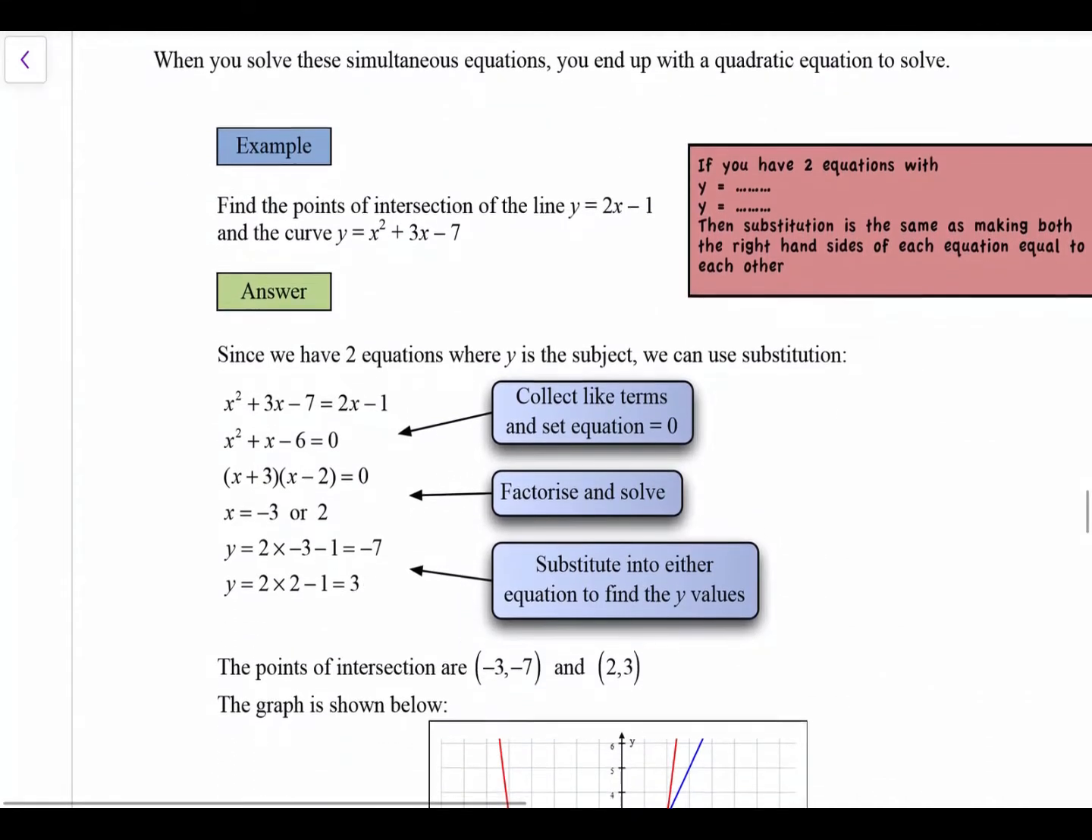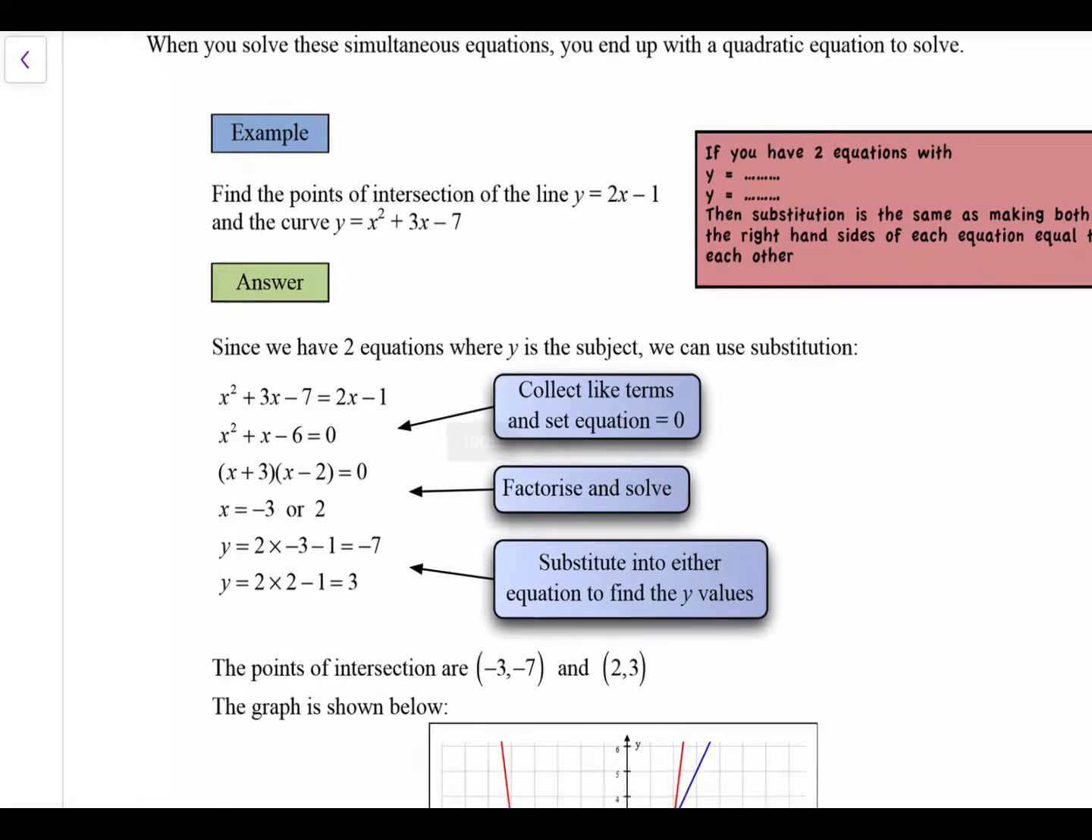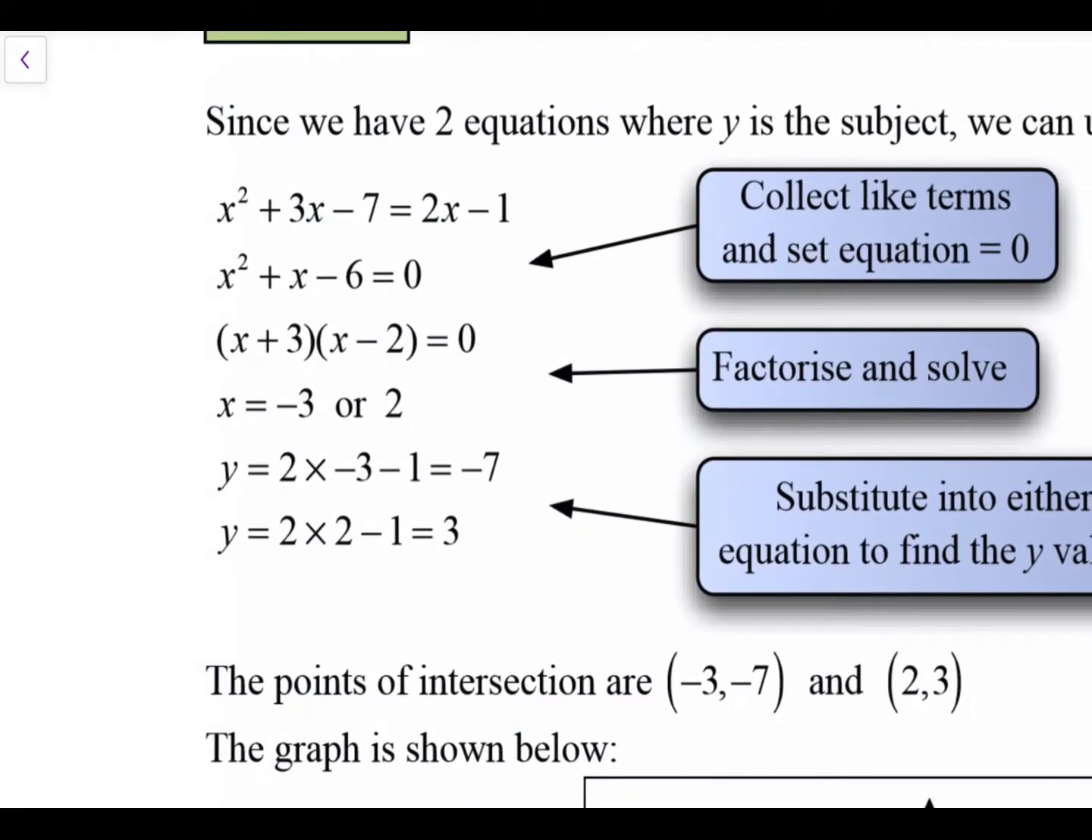And here, both of them are y equals something. So if y equals that and y equals that, then obviously this is equal to this. And that's my first step here. It's kind of the substitution method. So we end up with a quadratic equation. But this one here is in terms of x. So here's our quadratic equation.